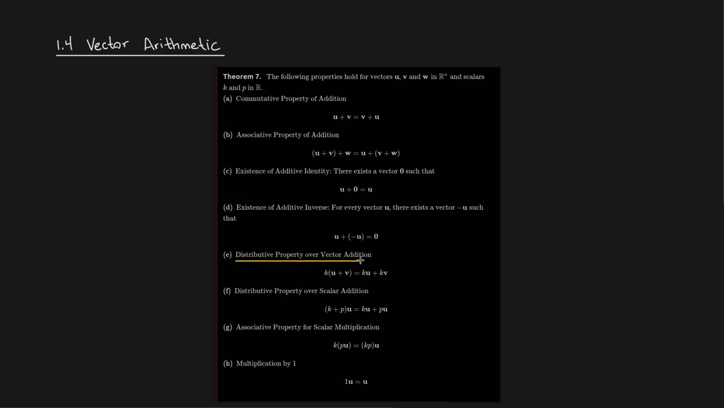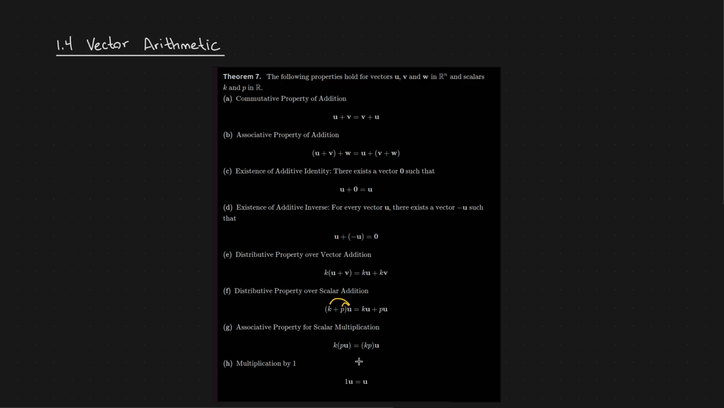We have the distributive property over vector addition. So if we take some scalar multiple k, and multiply by the sum of vectors u plus v, we could distribute that k, and it's equal to ku plus kv. Okay, we need another property because here we're adding the vectors, but over here, what if we add the two scalars together? Well, it turns out that distributivity also holds.